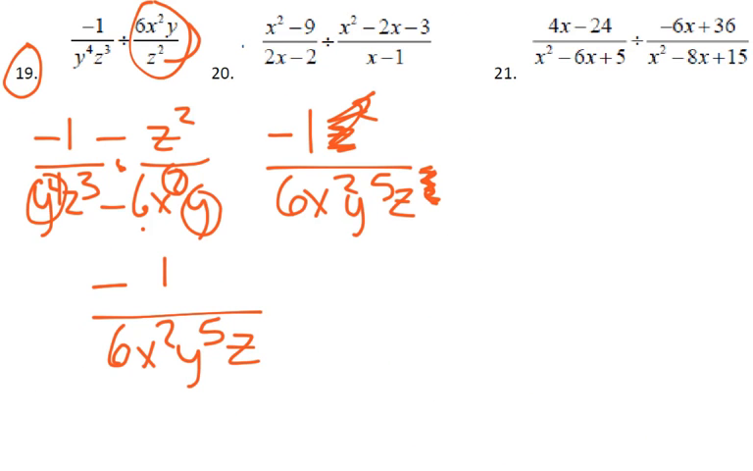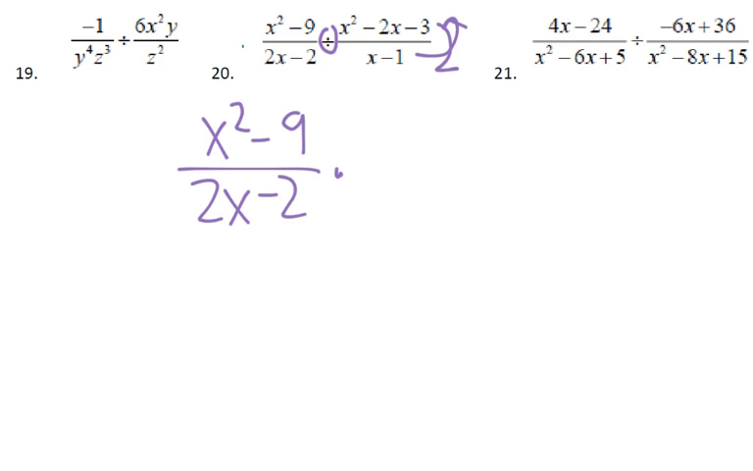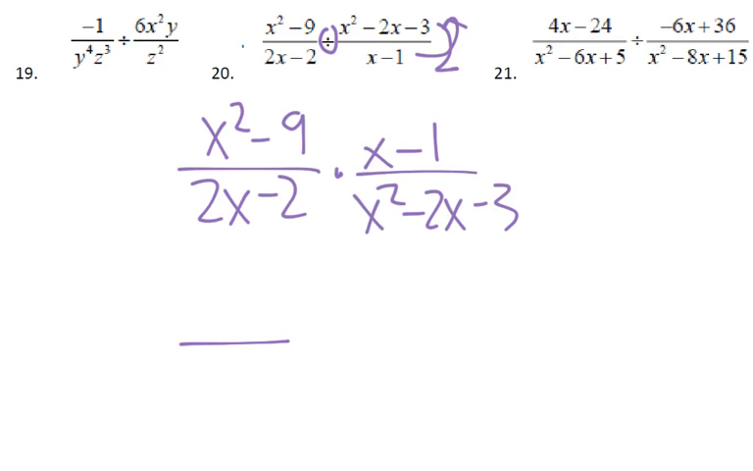Okay, so we already did 19, so now 20. So the first step with division is let's change it to multiplication. Times, get the reciprocal, so you just flip it, x minus 1 over x squared minus 2x minus 3. Now I want to simplify these as much as possible. That one's pretty easy, right? Pull a 2 out, we get x minus 2 times x minus 2.